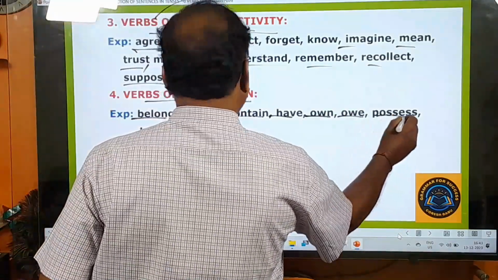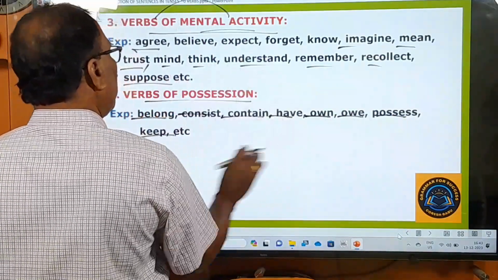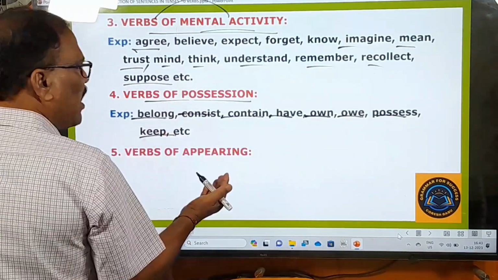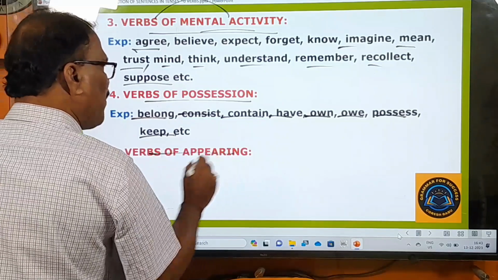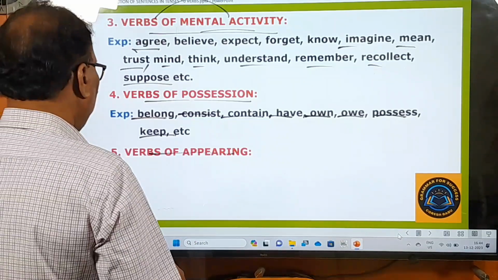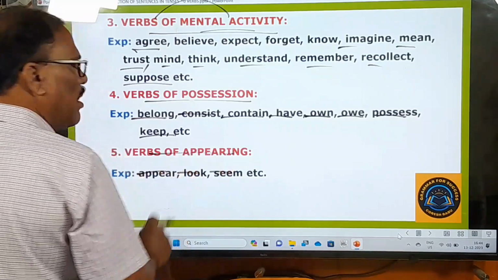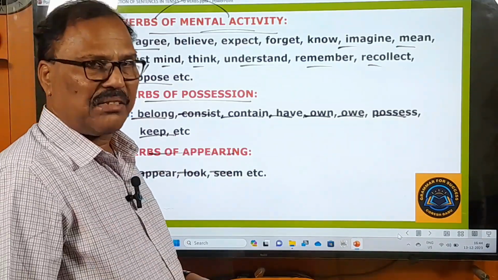Own, owe, possess, keep. So in this way this is there. Okay, and let me give you the last kind of verbs. Verbs of appearing are also there. What are the verbs of appearing? Appear, look, see. You see, look, she looks very sad.